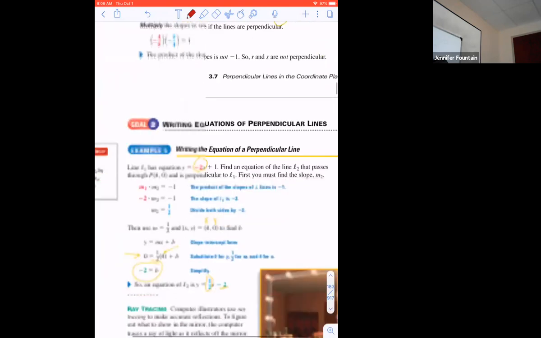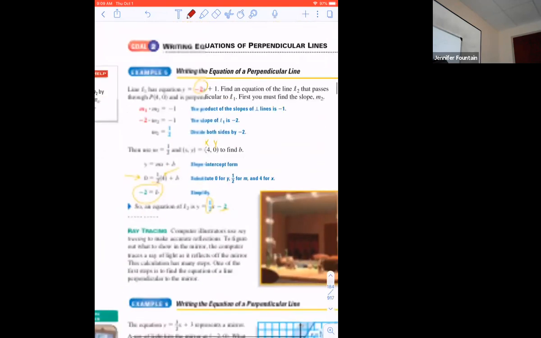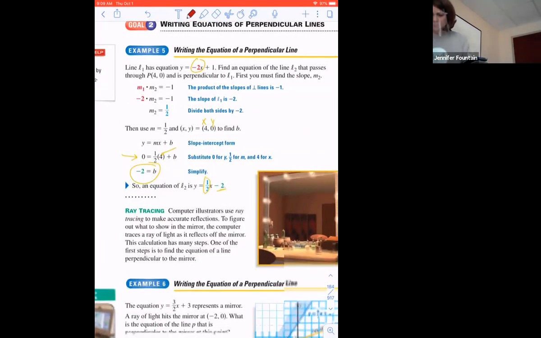Again, just continue to look at the slopes. Example 5 on page 174, writing the equation of a perpendicular line.